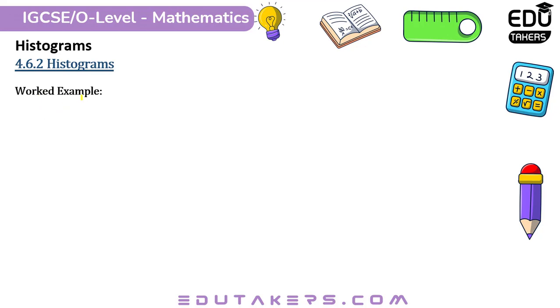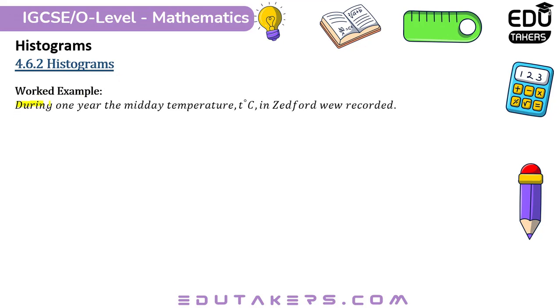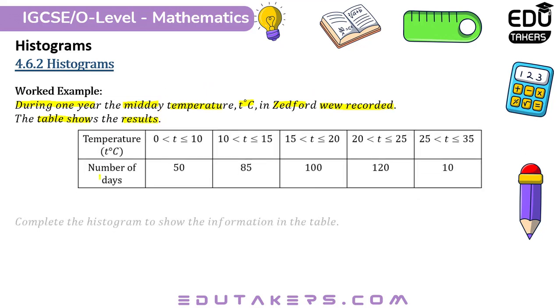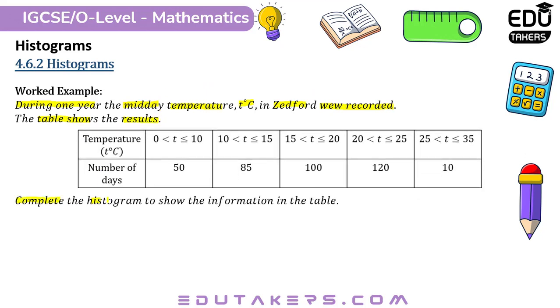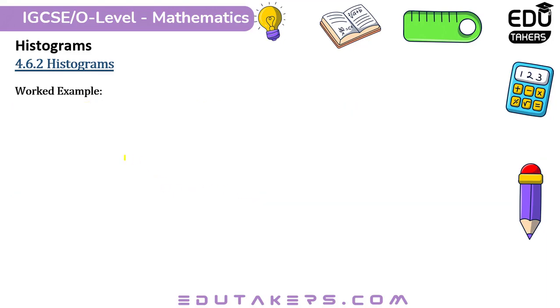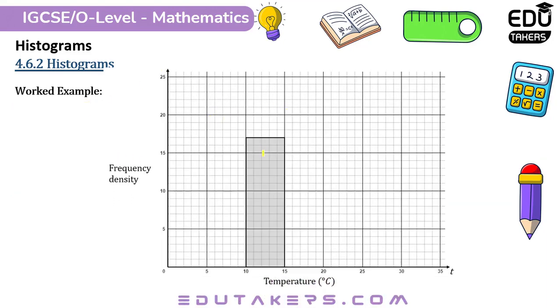Worked example. During 1 year, the midday temperature T °C in Zedford was recorded. The table shows the results. Complete the histogram to show the information in the table. One bar is drawn.